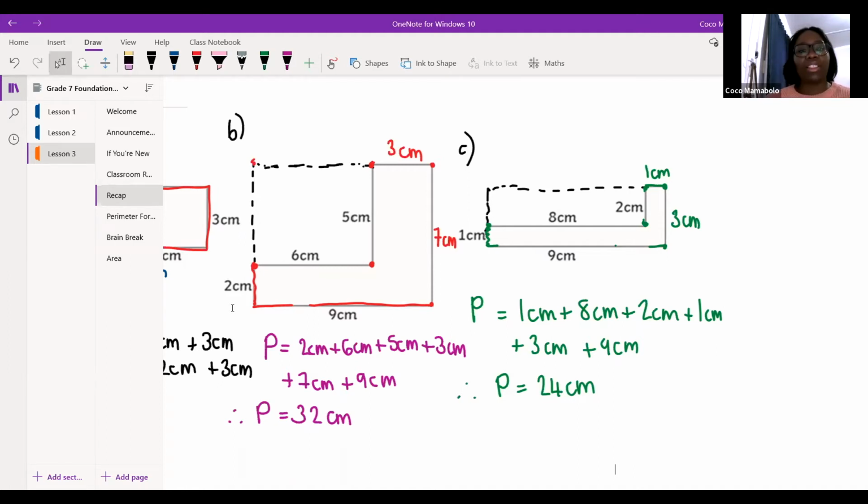Okay. All right, so now we're going to start using formulas, because I told you guys algebra is a big part of maths, especially when you go up the grades, and you guys are in grade 7 now, so you guys need to algebra up your lives.